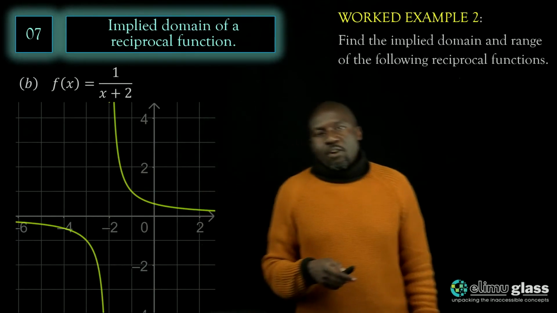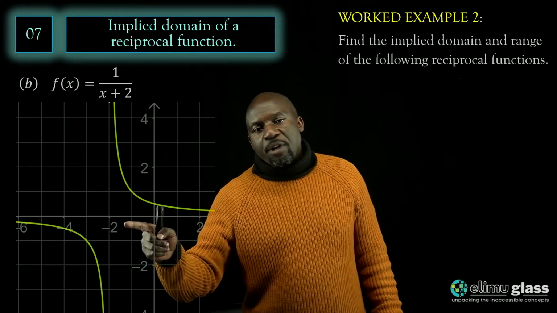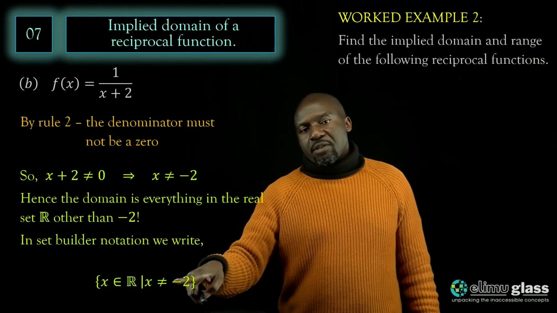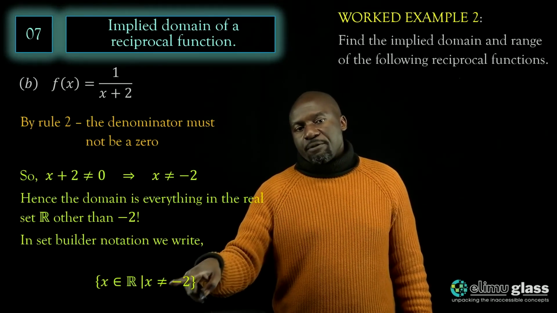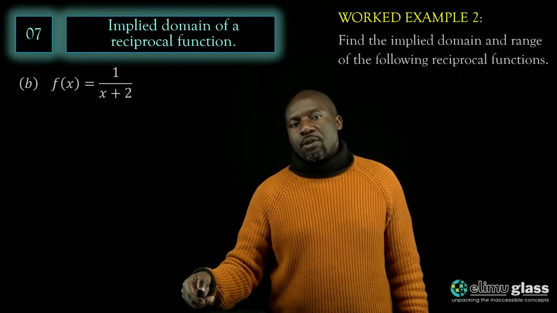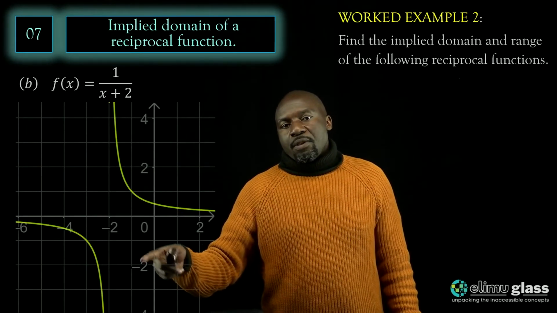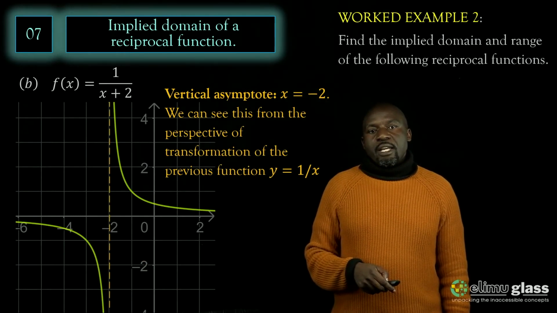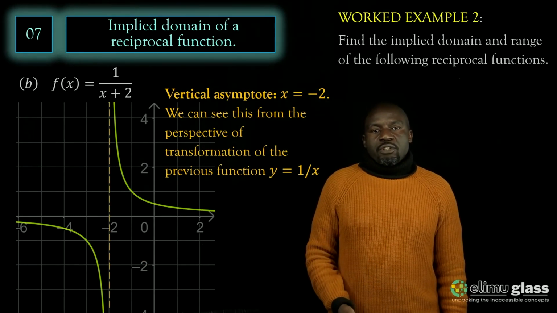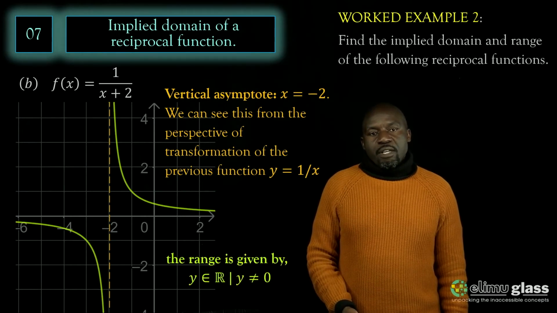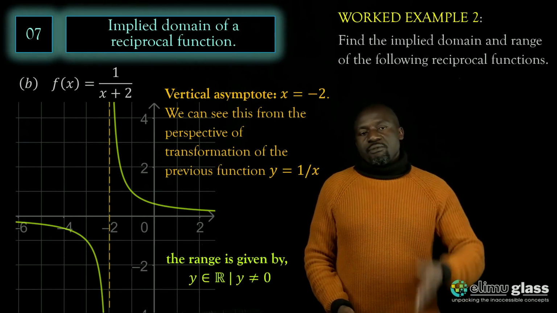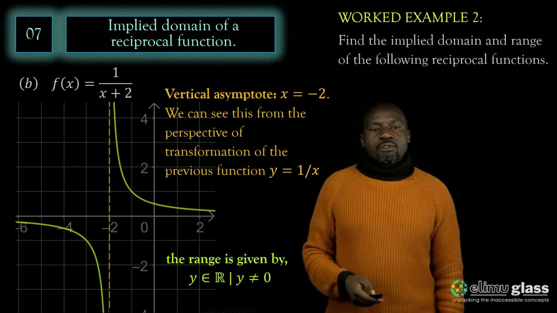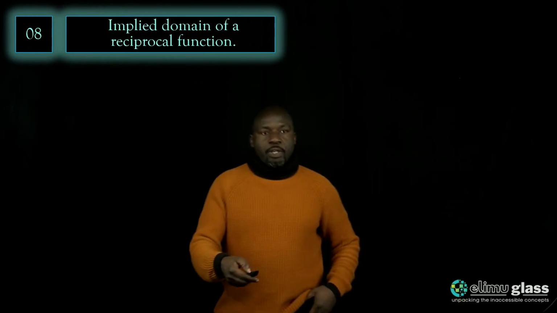All right, because x cannot be negative 2, as we have seen, right? X must not be negative 2 because negative 2 is a vertical asymptote, right? And so this is where we are going to have our asymptote right there, okay? And the range is still the same. The values of y can be anything on the y-axis except y equals 0. All right? Okay.